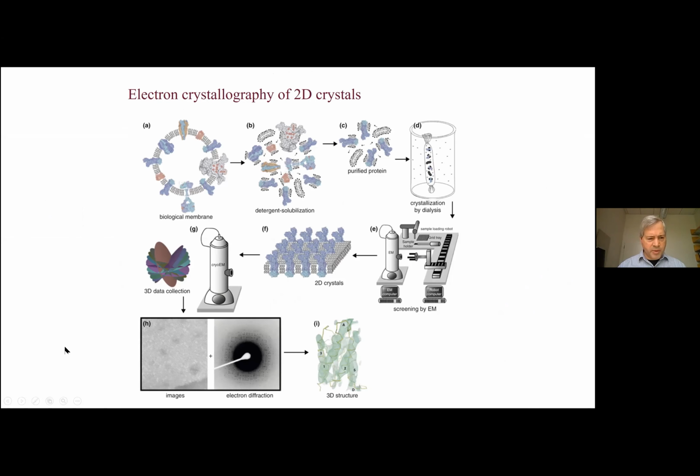So can you see my mouse? I think I can change the mouse on. I'm not using my normal computer, so anyway, can you see the mouse at all or not? I can see the pointer.